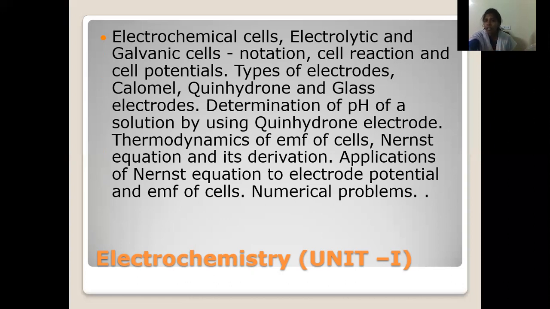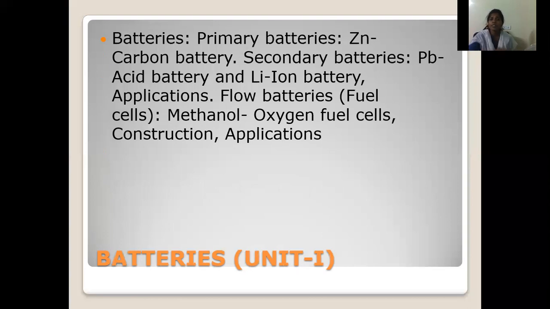Those are the calomel electrode, quinhydrone electrode, and the glass electrode. And along with that, we are having the numericals and Nernst equation. We are having the Nernst equation, but here we are having the Nernst equation applications also. These are the topics in electrochemistry. And along with electrochemistry, we are having the batteries in unit 1. In unit 1, we are having two subunits. One is electrochemistry and another one is the batteries.